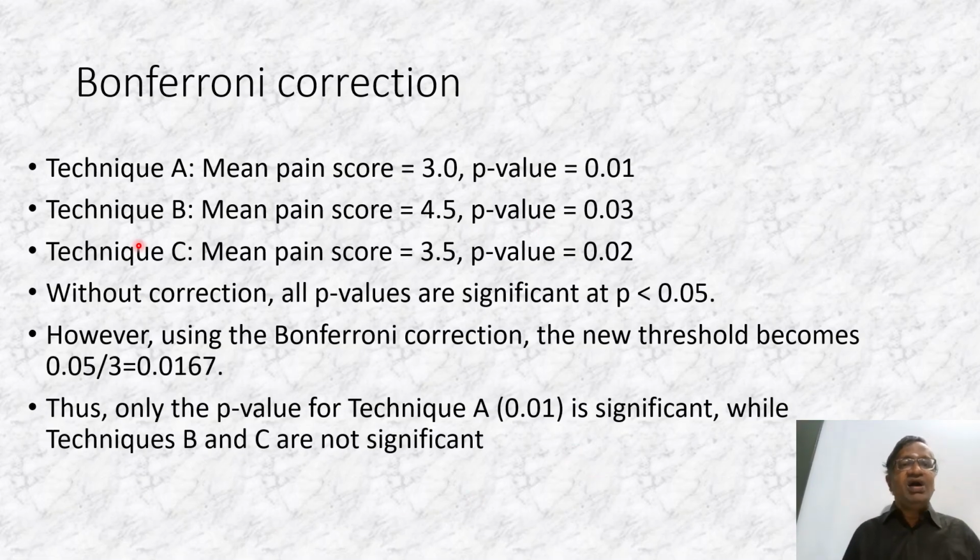If you apply the Bonferroni correction to technique A of pain reduction, technique B of pain reduction, technique C of pain reduction. Technique A may be an ibuprofen tablet, technique B may be acupuncture, technique C may be a psychiatric therapy. So this technique A of giving ibuprofen is better because we have done the Bonferroni correction.